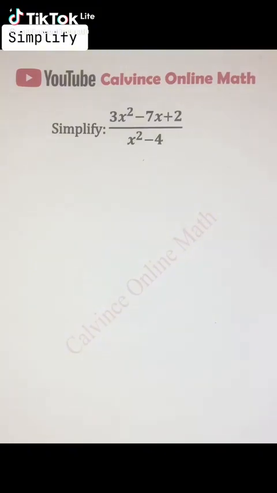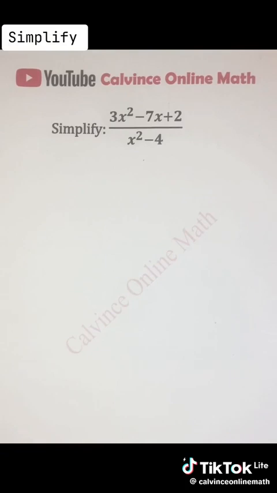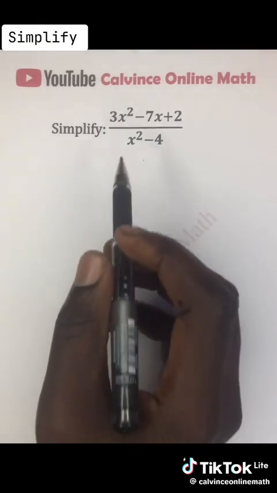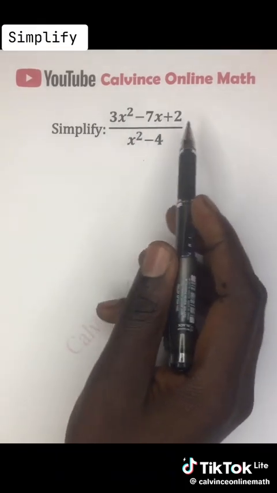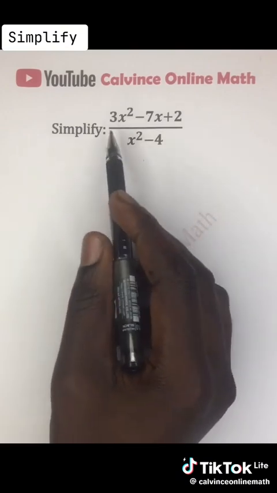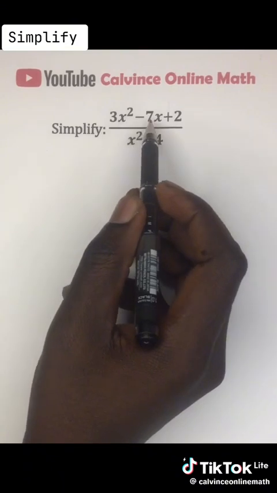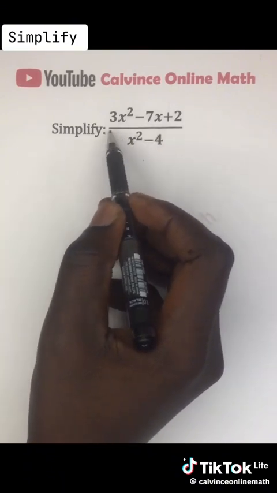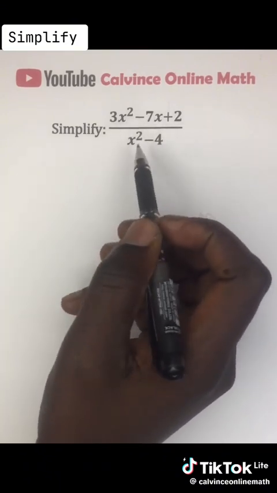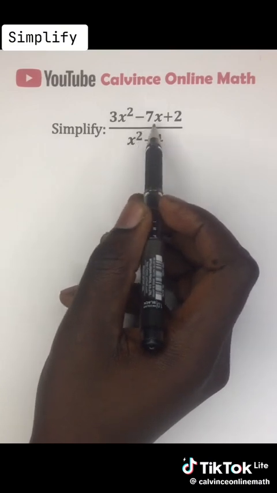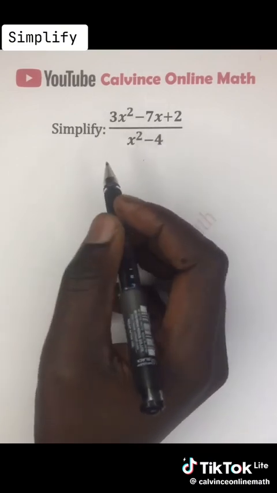Simplify (3x² − 7x + 2) over (x² − 4). So we are going to factorize both the numerator and denominator. In the numerator, we can factorize by splitting b if we treat this as a quadratic expression. So we're going to look for a way to split b into two so that we are able to factorize.